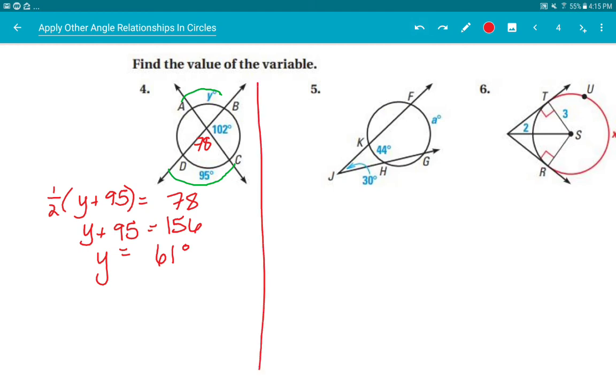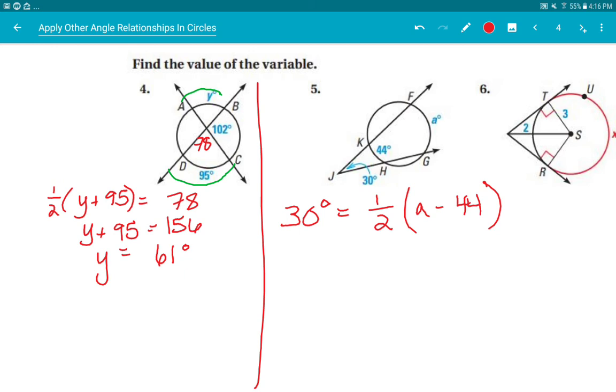All right, so number 5. Here's one that's on the outside. So again, to set this up, it's all about the model. Once you set up the model, then the math itself is not really hard. So again, you see the situation, we have the angle on the outside. So we know that this 30-degree angle is going to be equal to half of the difference between the bigger arc and the smaller arc. So the larger arc here is A, the smaller arc here is 44.